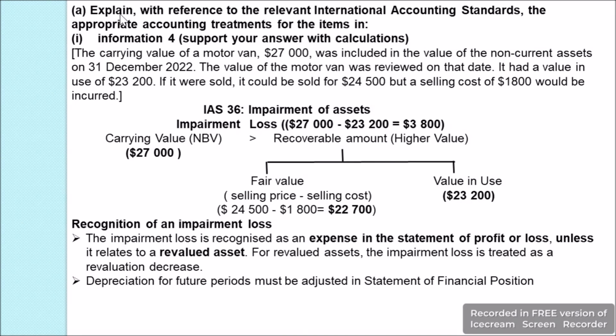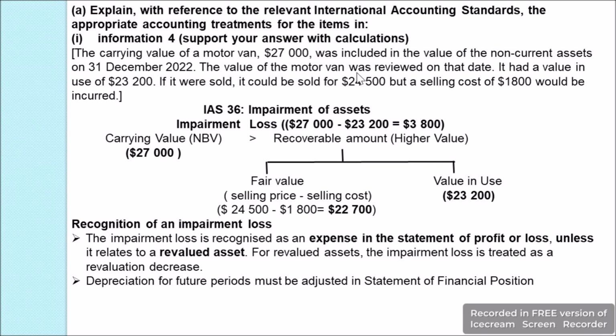In part (a), we are asked to explain, with reference to relevant international accounting standards, the appropriate accounting treatment for the item in information 4, and we have to support our answer with calculations. The information given was that the carrying value of the motor van, $27,000, was included in the value of non-current assets on 31st December 2022.